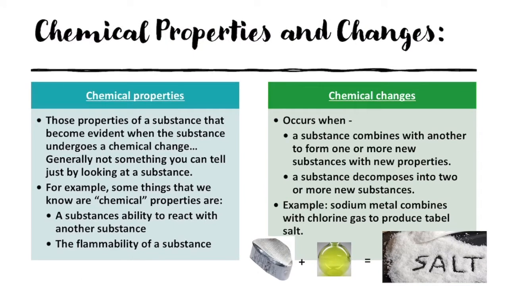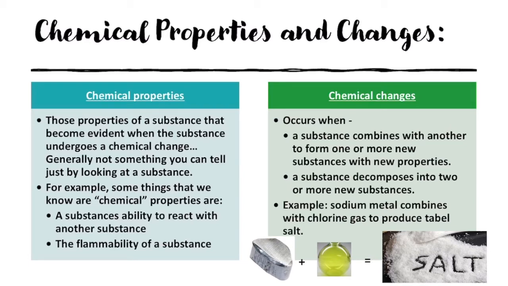All right, so chemical properties and changes. Chemical properties are those properties of a substance that become evident when the substance undergoes a chemical change. So we have to have a chemical change in order to be able to determine what these chemical properties are. We have to do some experimentation to determine chemical properties. We can't just look at something and say, hey, that looks flammable. We actually have to try to light something on fire before we can say it's flammable. Some other examples, aside from flammability, would be a substance's ability to react with another substance. So we have to do some experimentation there to figure that out.